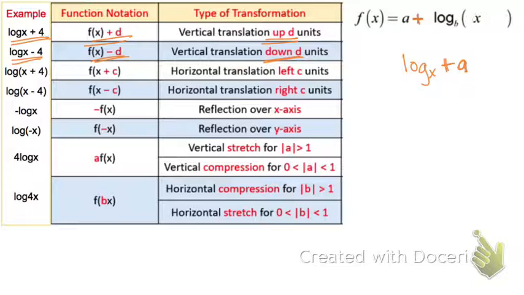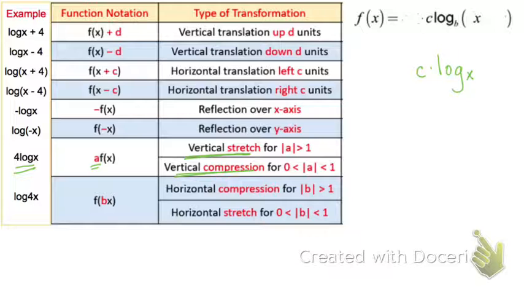Now let's look at the C. So this is showing you have the log of X, and then you're multiplying it by some number C. And that C, it could be a 4, like in my example here. You're multiplying the log by a number, and that is a vertical stretch or a vertical compression.